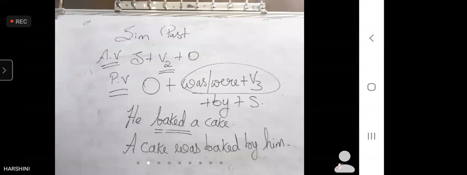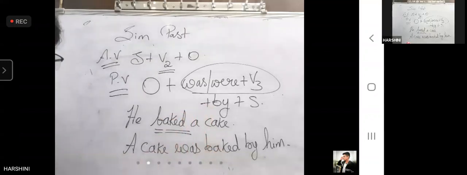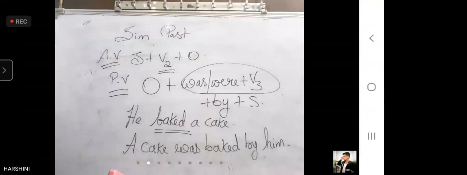He felt a lot of tremors. Convert to passive voice: a lot of tremors was or were felt by him? Were.